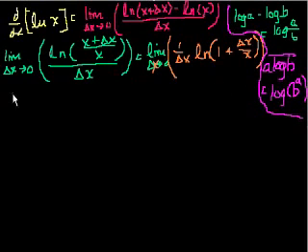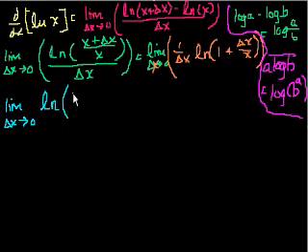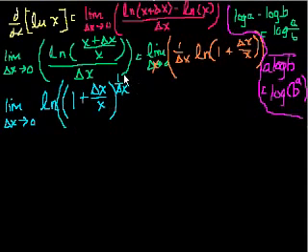So this expression is the same thing as the limit as delta x approaches 0 of the natural log of 1 plus delta x over x to the 1 over delta x power. And remember, all of this is the natural log of this entire thing. And then we're going to take the limit as delta x approaches 0.